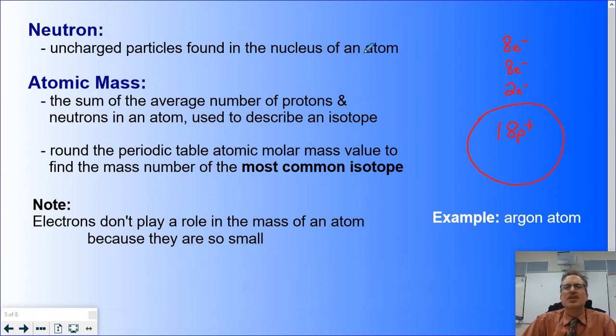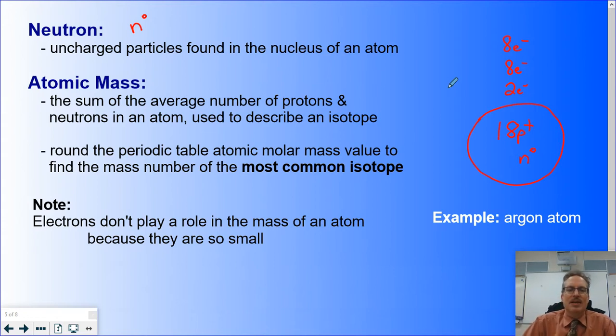So what is a neutron? Because we know protons are in the nucleus, electrons are in orbits outside the nucleus. Neutrons are uncharged particles. We would give them the symbol N0, found in the nucleus of an atom. So we already know neutrons are going to be found in the nucleus here. The question is, how do I determine how many neutrons an argon atom will have? Well, we're going to need the atomic mass for that. Now, the atomic mass is the sum of the average number of protons and neutrons in an atom. We use that to describe which isotope of argon we're talking about.